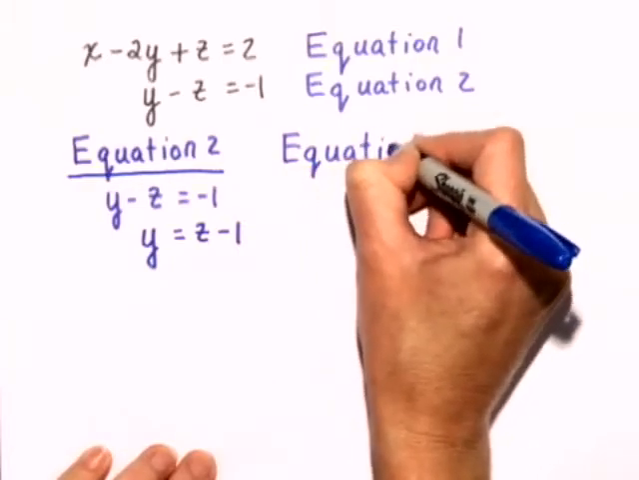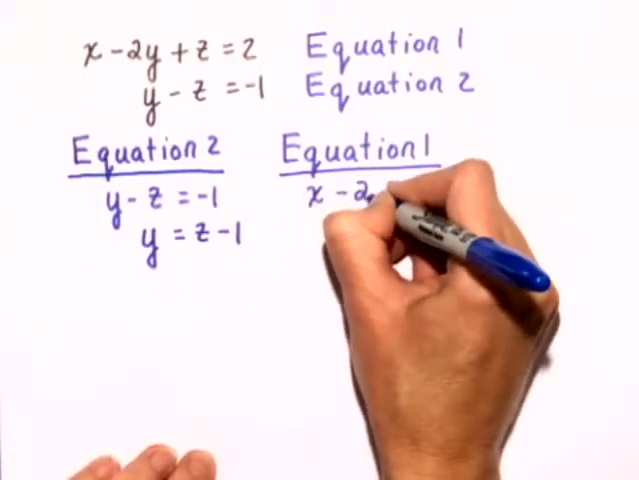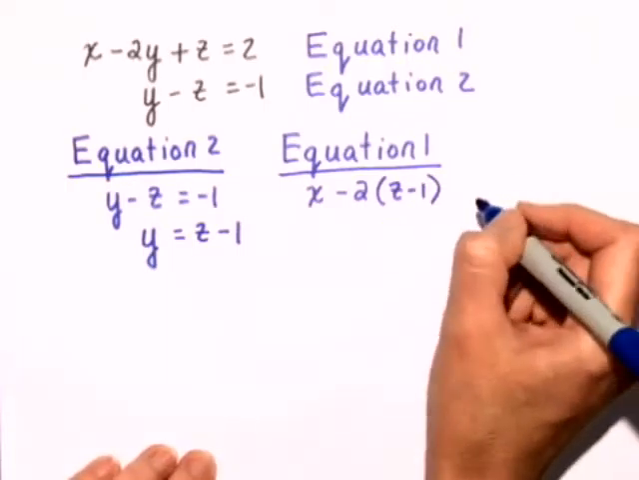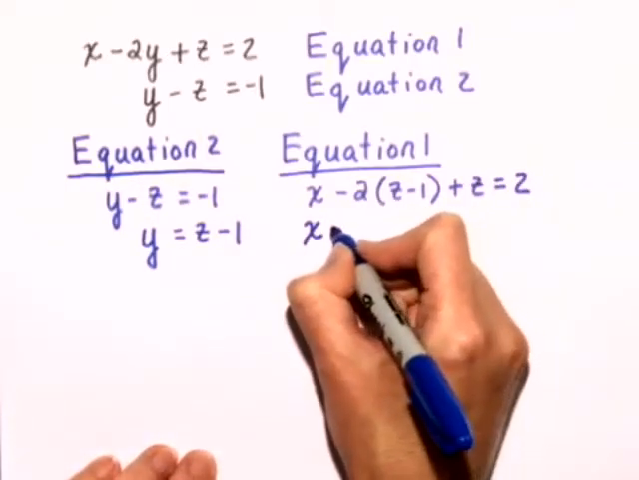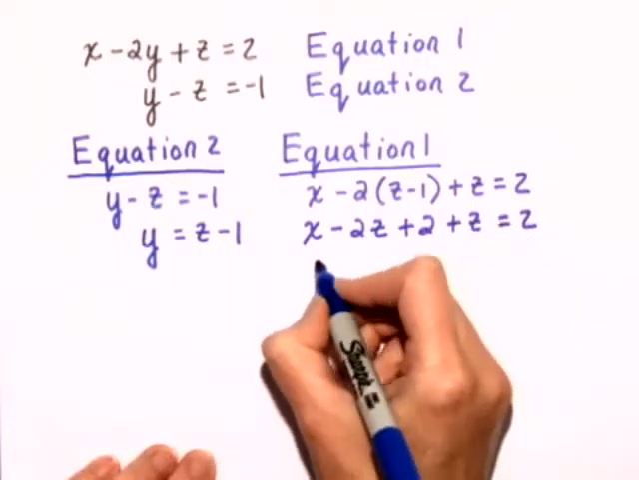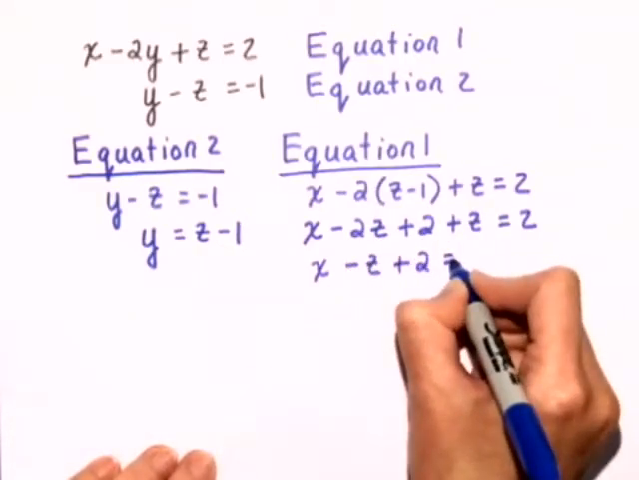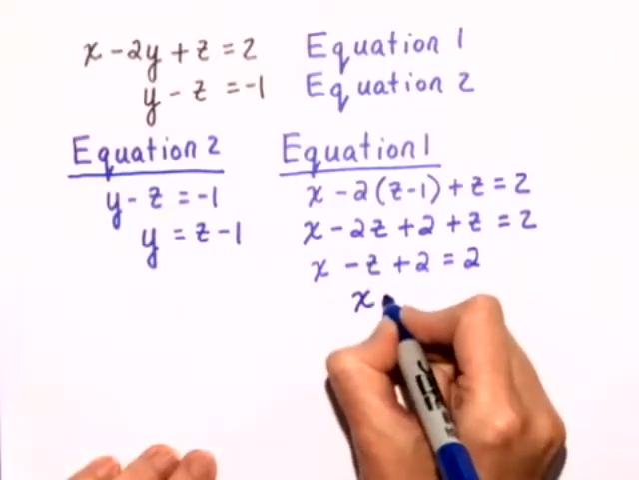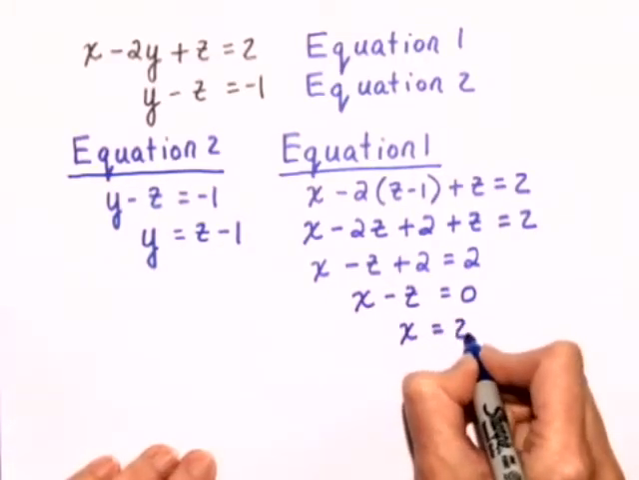Now we'll move on to equation 1, and we'll solve for x in terms of z. So we have x minus 2 times y, but we know that y is equal to z minus 1, so we'll substitute z minus 1 in there for y. And then we still have plus z is equal to 2. Let's distribute: x minus 2z plus 2 plus z is equal to 2. So we have x minus 2z plus z gives me minus z plus 2 is equal to 2. Now notice, if we subtract 2 from both sides of the equation, we end up with x minus z is equal to 0. And if we move the z over, we get x is equal to positive z.